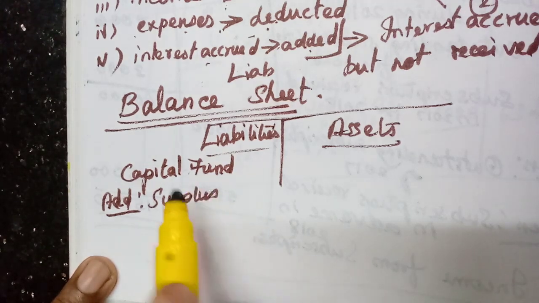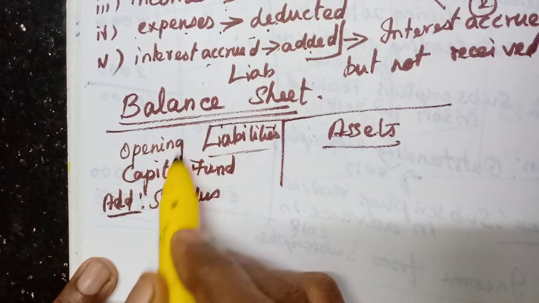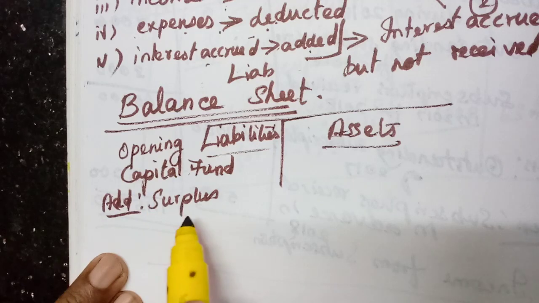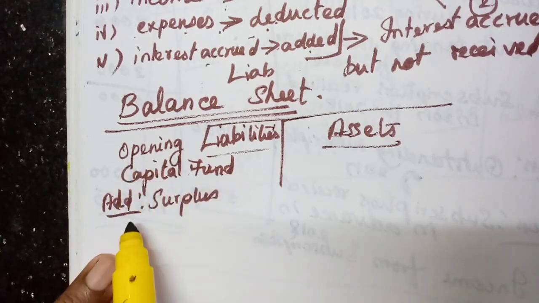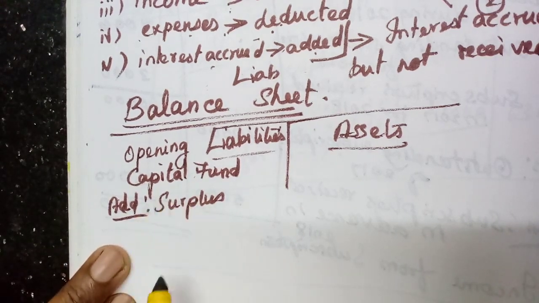Trading concern, what we will do? Here the capital fund means opening. Along with the opening capital, what we will do? We will add the profit or deduct the loss and add any interest on capital. The last year you have studied, isn't it? Interest on capital will be added. Then what will be deducted from the capital? Interest on drawings and drawings. These two we will deduct. If any loss, that also we will deduct. Here, only one item. Along with the opening capital fund, we need to add the surplus. If we calculate the surplus, we need to add.